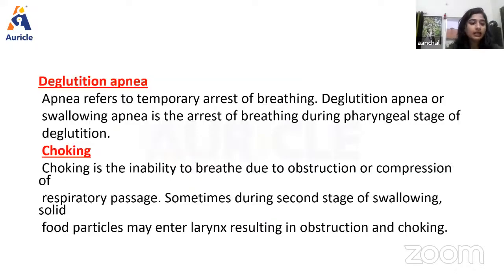Another thing, we have deglutition apnea. Apnea refers to absence of breathing. A stands for absence of breathing. So deglutition apnea refers to the temporary arrest of breathing during the pharyngeal stage of deglutition, but this happens for only milliseconds. So the deglutition apnea occurs during this stage, but only for milliseconds.